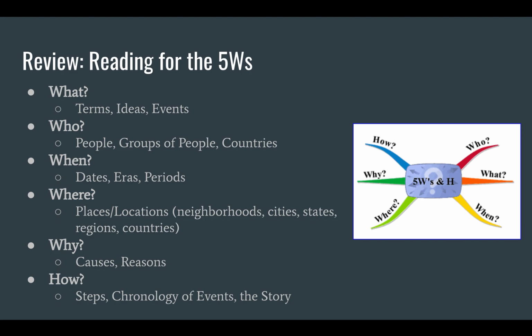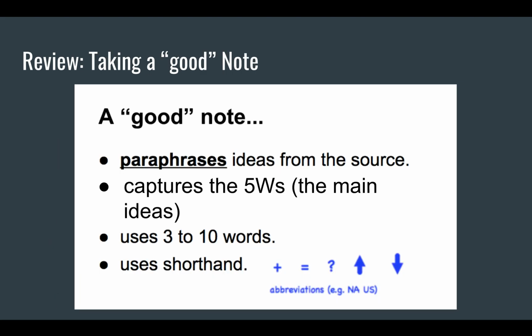Remember, while you are reading, ask yourself the 5 W's: what, who, when, where, why, and how. Also, continue to take a good note. A good note is paraphrased, meaning it's in your own words. It captures those 5 W's. It uses 3 to 10 words, so they are short, not complete sentences. And it uses shorthand: remove unnecessary words, and use abbreviations.